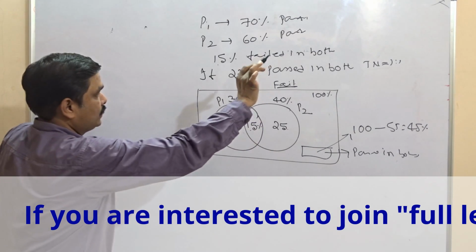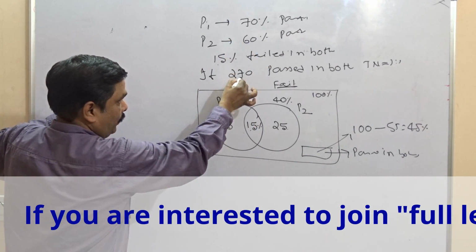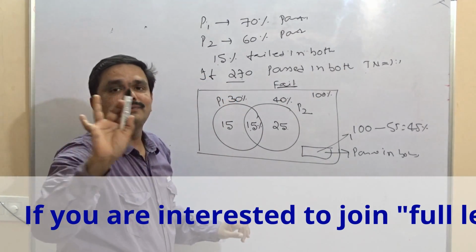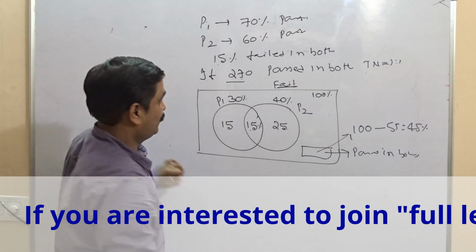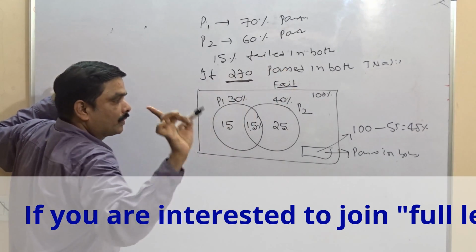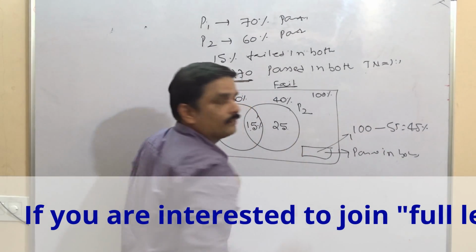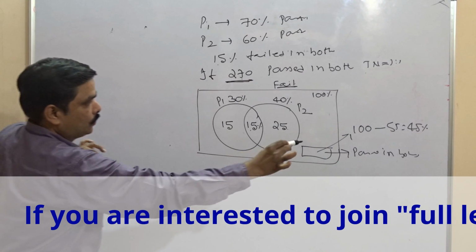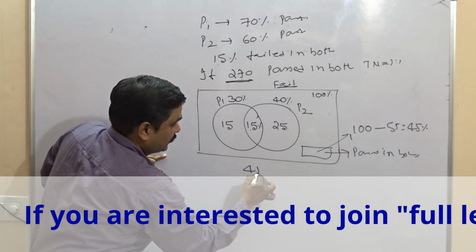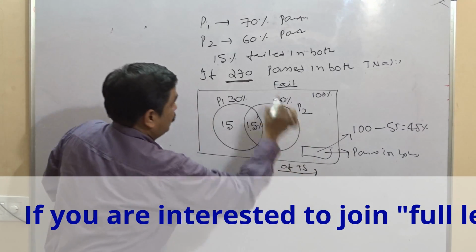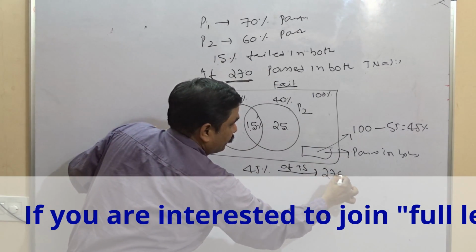Now, according to the given problem, 270 passed in both. What is the total number of students? Now, I should take it in this way. Number wise, 270 passed in both. Percentage wise, it is 45. Now, my unitary equation is like this. I am writing here. So 45% of the total students is equal to 270.